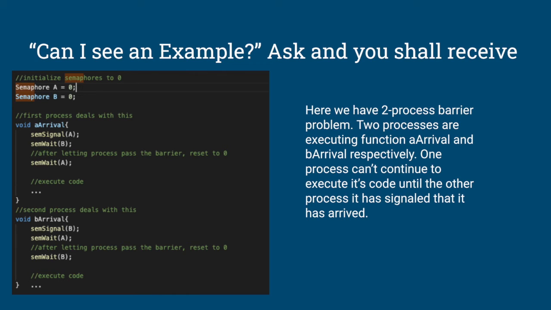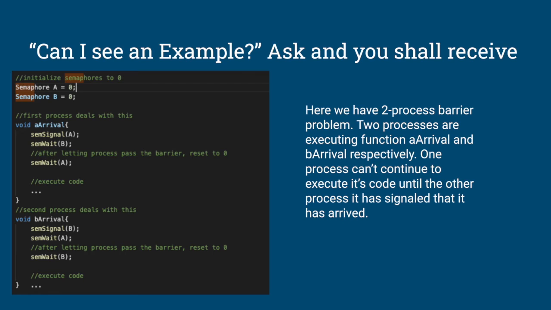So here we have two processes executing two different functions. One process is executing A arrival, the other is executing B arrival, respectively. One process can continue to execute its code until the other process has signaled that it has arrived. So let's go over the code real quick.